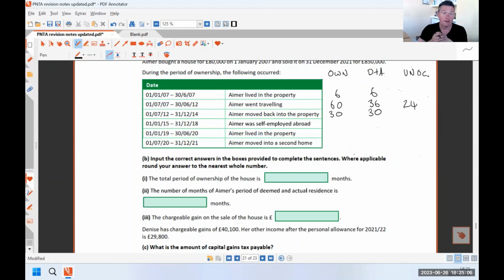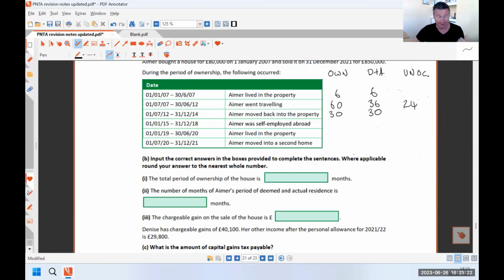That's right. There is no limit when you are employed abroad, because you get less say with that. Anyway, he was self-employed, so you can only have up to 4 years. I probably don't need that. So what have we got?